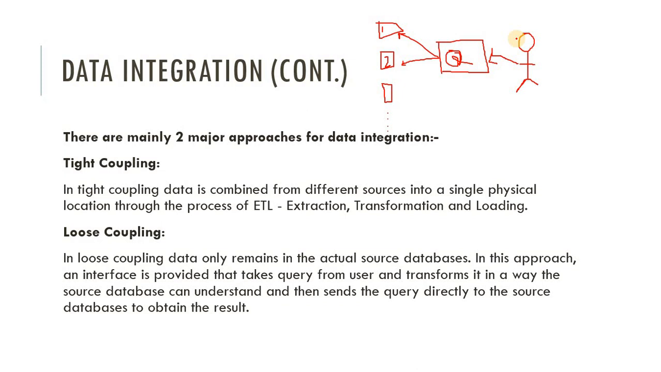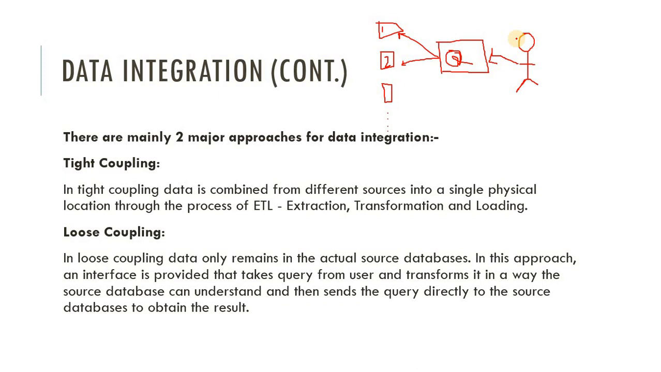So this is how the loose coupling approach is implemented. In tight coupling, all the data is stored at one location, so if there is some system failure, it may be possible that we lose all the data. While in loose coupling, data is stored at multiple locations, so if one database or one system fails, the other data remains safe. That is the advantage of loose coupling. So for data integration, loose coupling is the best approach.